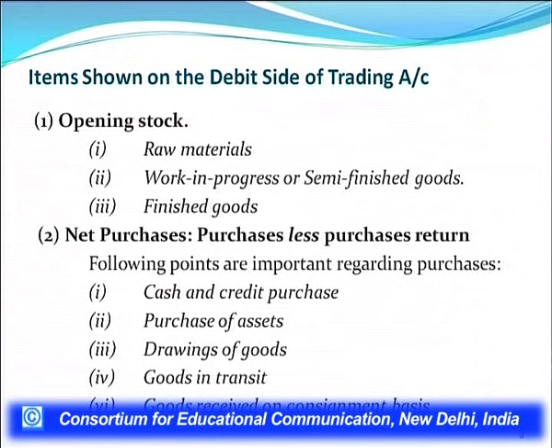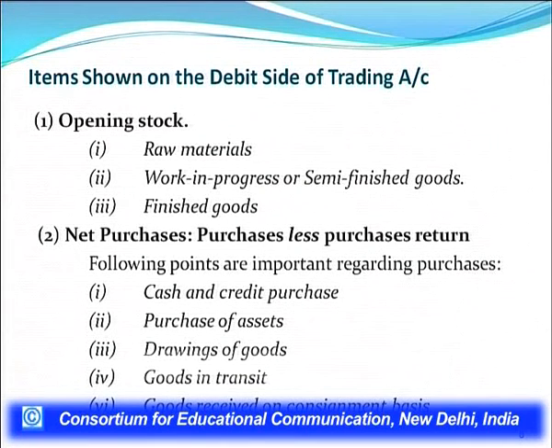Then drawings of goods. If some goods have been taken over by the proprietor for his personal use, it is also not available for resale. So, if this is given in adjustment, it will be deducted from purchases. Now, the goods in transit. Goods in transit is the goods which is on the way.